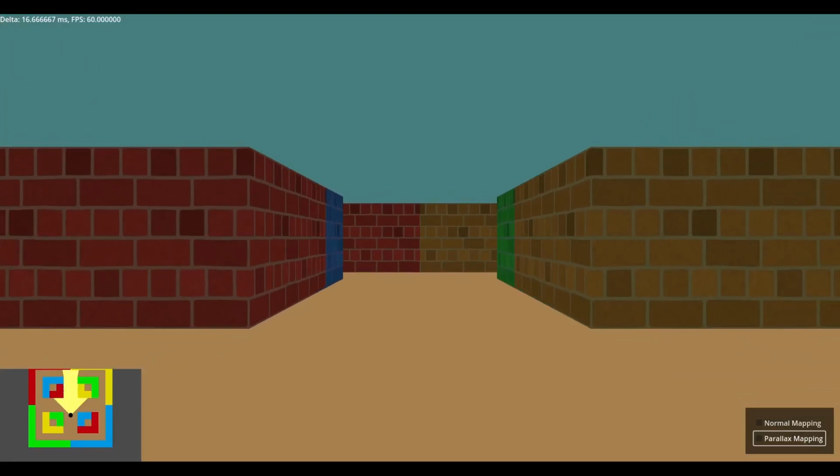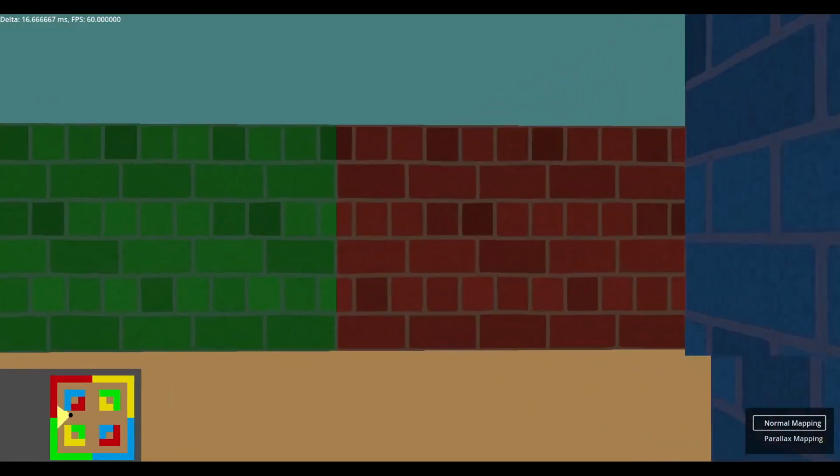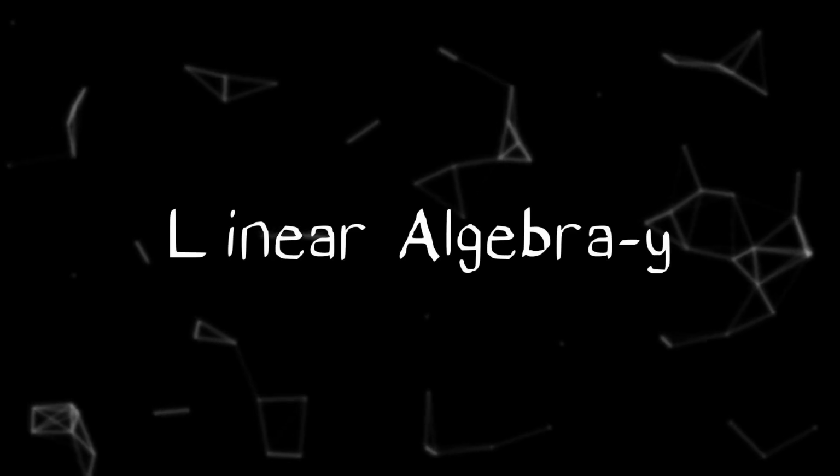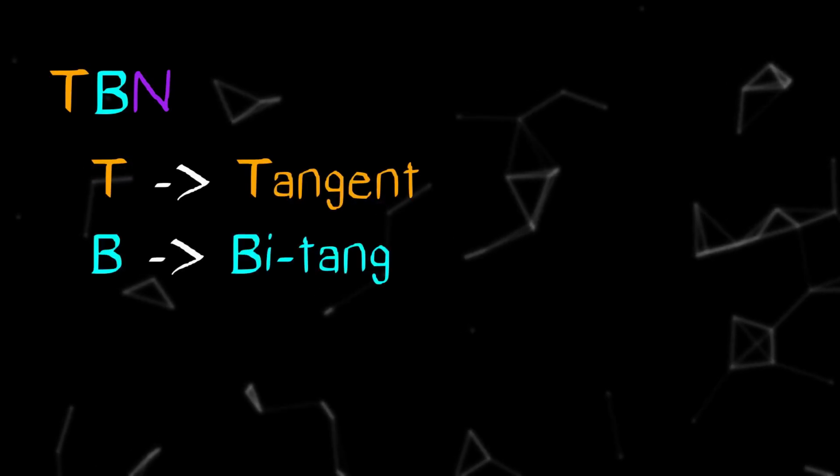See, none of our walls are in fact faced straight up, so we can't use the vector as is. Now this is where things get a little linear algebra-y. To convert our vectors into the correct space, we need a matrix called TBN, which stands for tangent, bitangent, and normal.